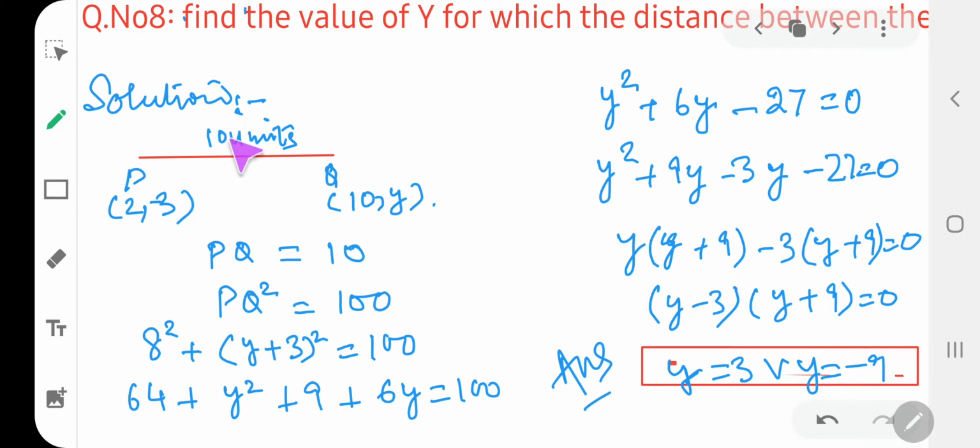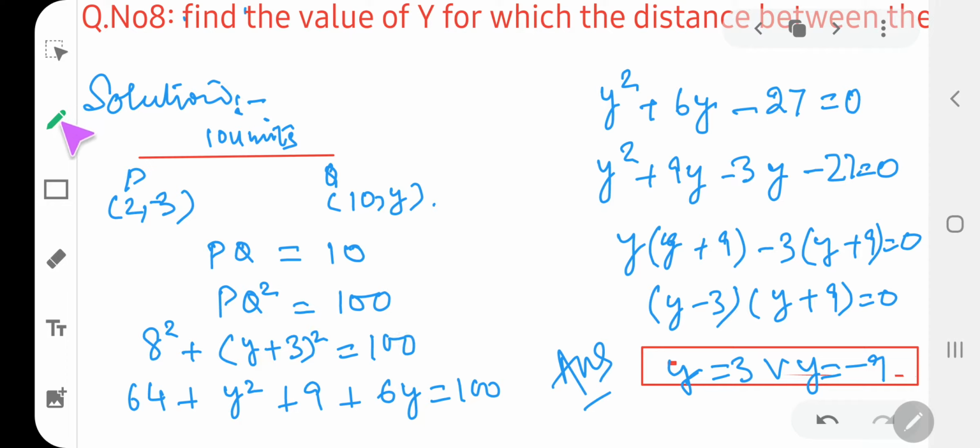The distance between these 2 points, P and Q, is 10 units, and he wants us to find out this value of y. So children, that means we are given that PQ is equal to 10. Again we have to apply the distance formula to find the distance PQ, and that formula has a square root sign over it, so I will square it so that we need not put this square root sign.